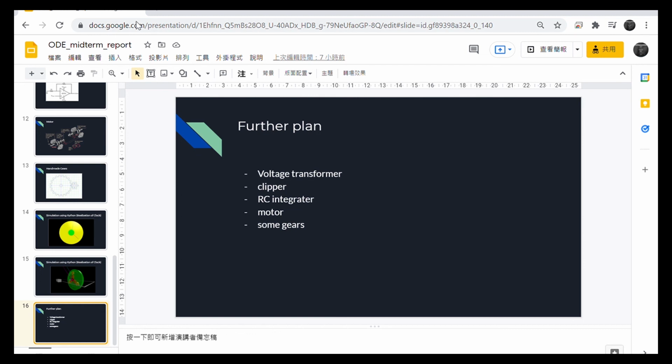The last part is about a further plan, literally something we plan to do in the future. As we mentioned, we will build the aforementioned parts definitely, and of course link all of them with the breadboard. Some of you might ponder why there's no amplifier. It is because we haven't decided on the realization of it, either getting one from the web or building an amplifier ourselves. And if you have any questions about our ODE project, feel free to leave messages below.